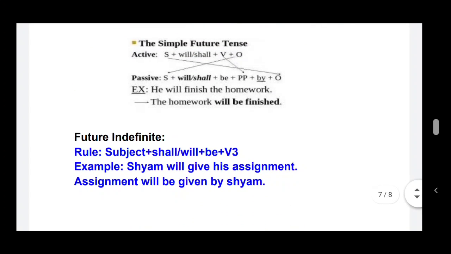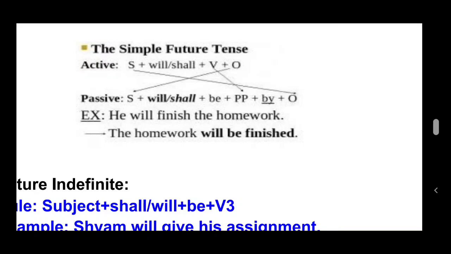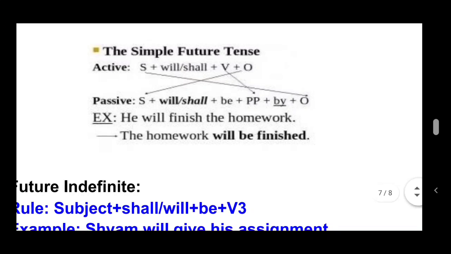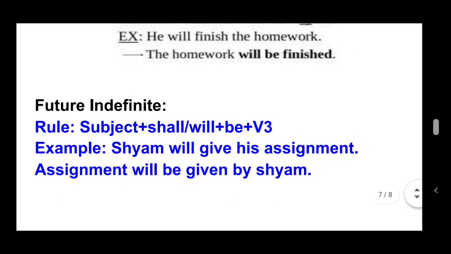Look at the next tense, that is simple future tense. The structure in active is subject plus will or shall plus verb plus object. In passive, it is subject plus will or shall plus be plus verb 3 form plus by plus object. Look at the example here. "He will finish the homework." "The homework will be finished" in passive, children.